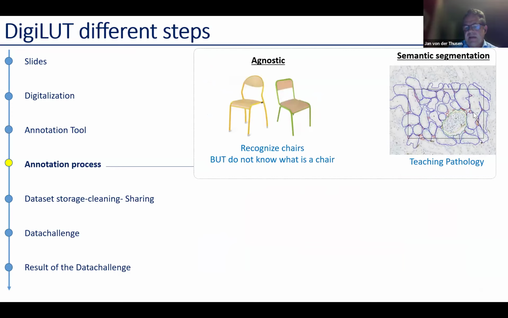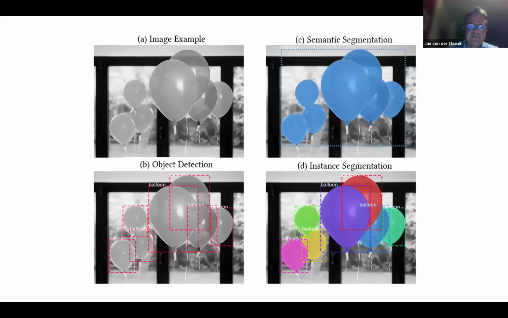This is, in a sense, a semantic segmentation, because we're teaching the system a pathology feature rather than telling it that within this slide there is acute cellular rejection. We're actually pointing the algorithm towards where the acute cellular rejection is going on. Just to give you a brief overview of the different ways of annotation.